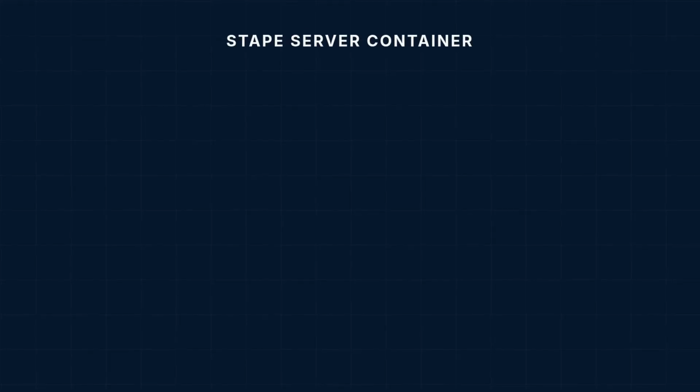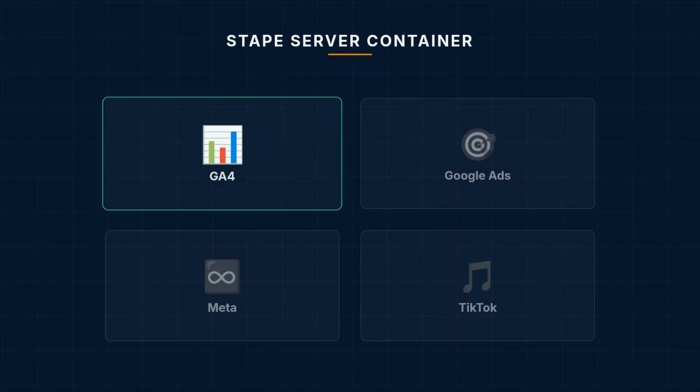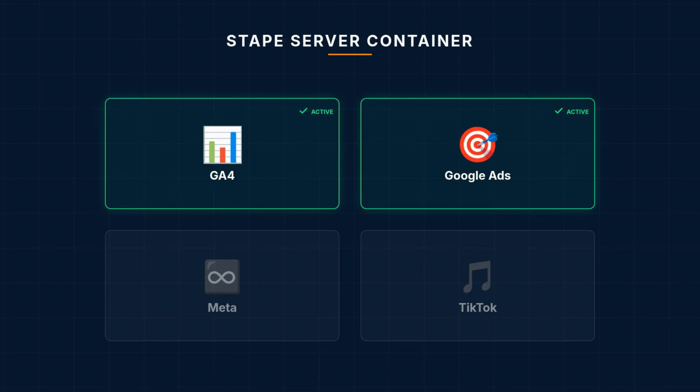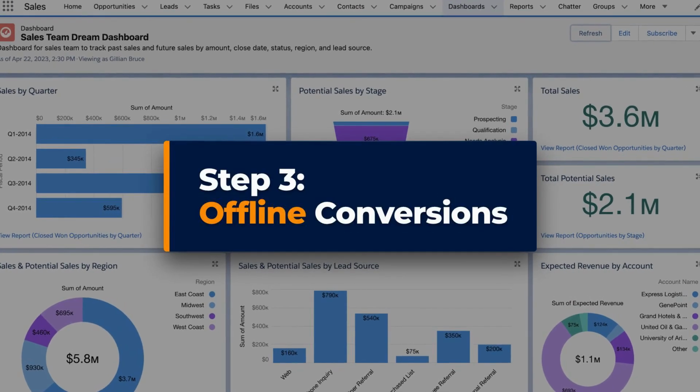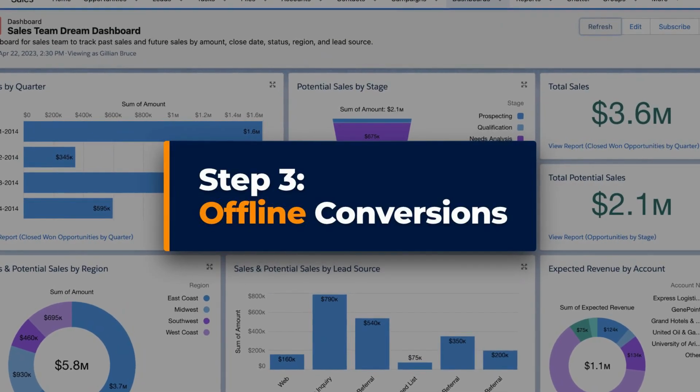Set all tags to trigger on generate_lead. Now every submission fires 4 server-side signals. Clean, reliable, and bypass proof. Step 3. Connect Salesforce pipeline stages to offline conversions.